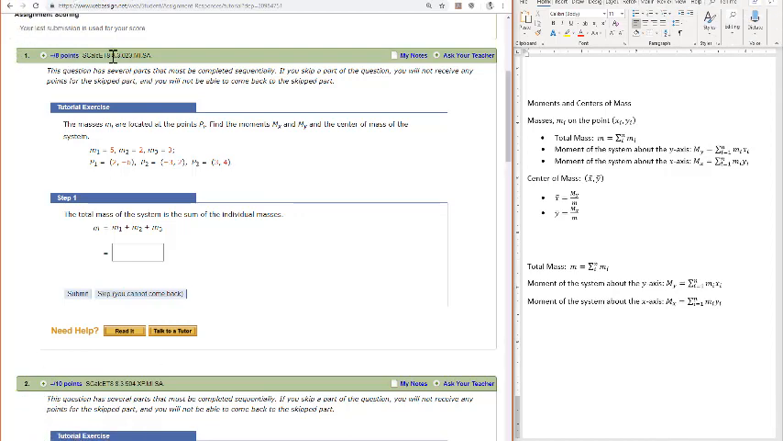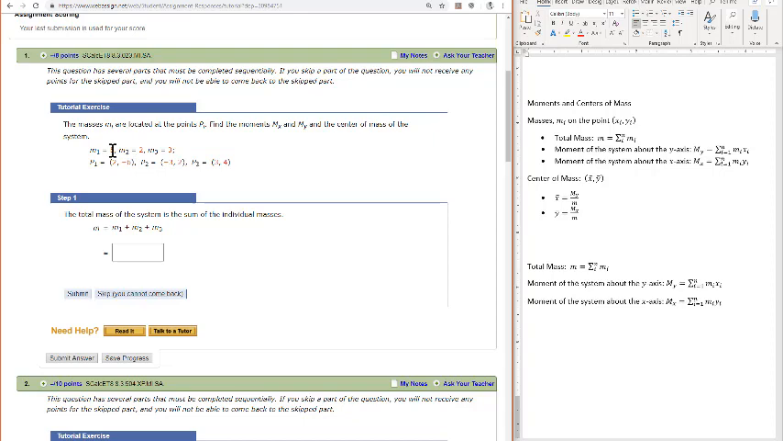Let's do a problem from your lab assignment, section 8.3. This is problem number 1. We have masses that are located at the points P sub I. Find the moments Mx and My and the center of mass of the system. And so here are the masses and here are the points.